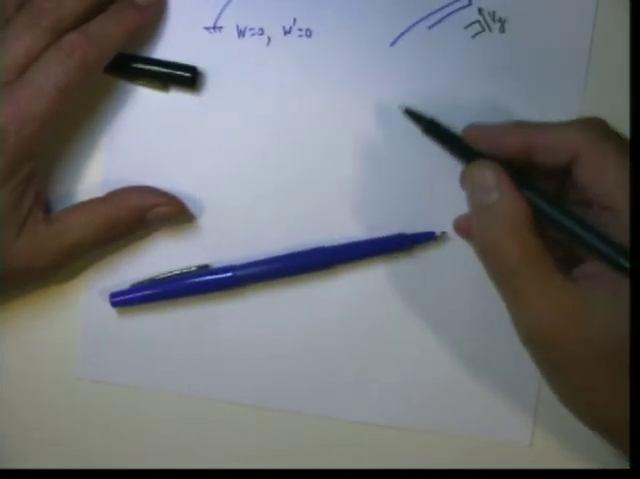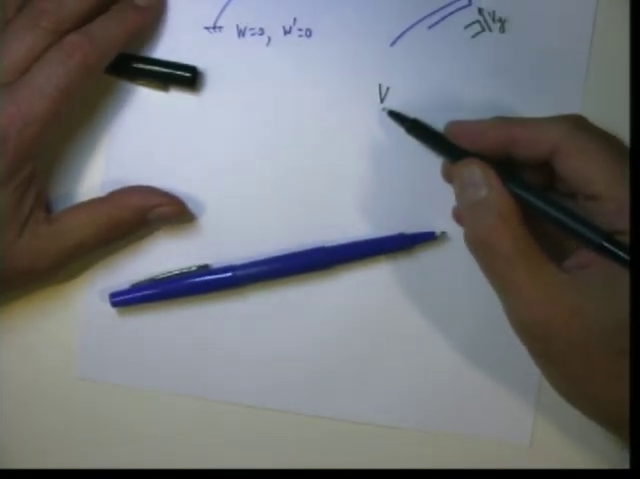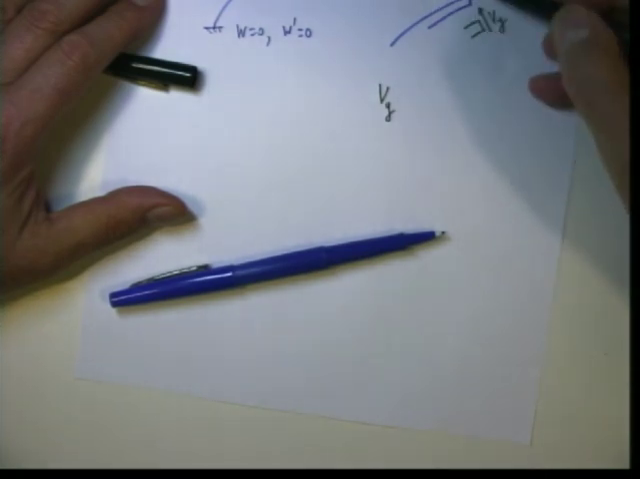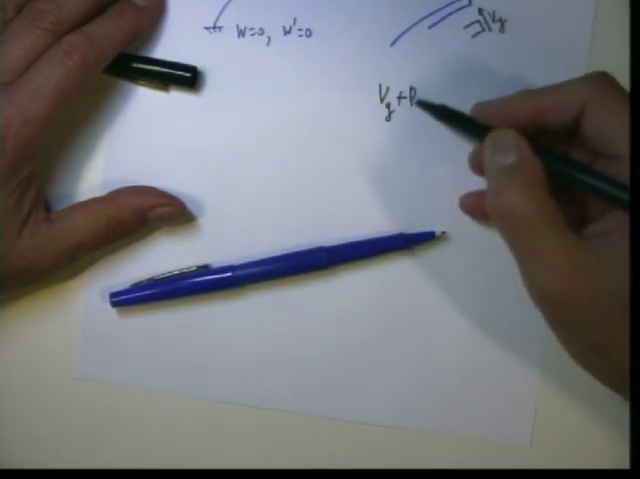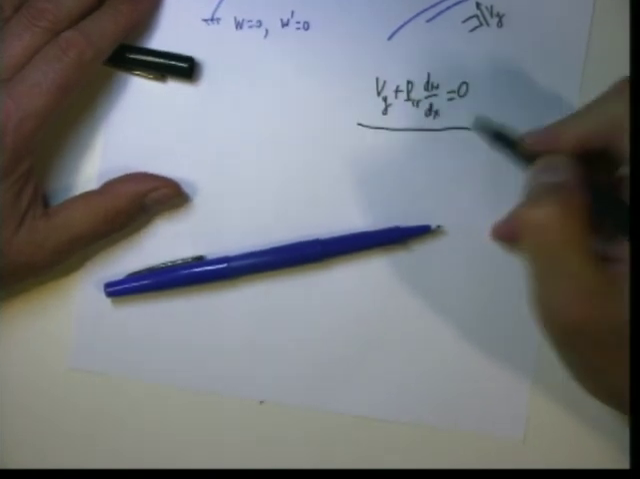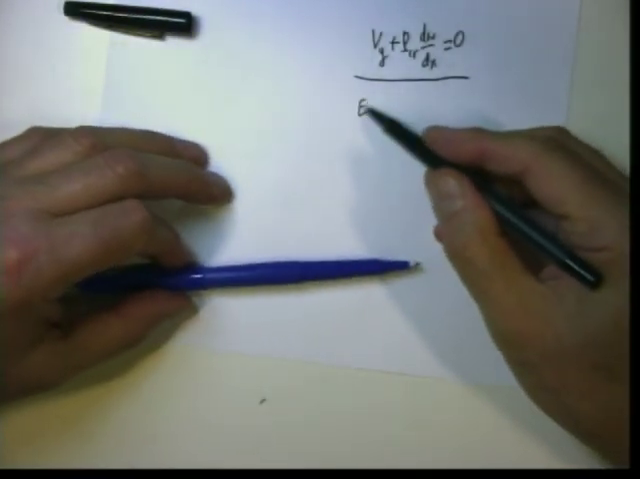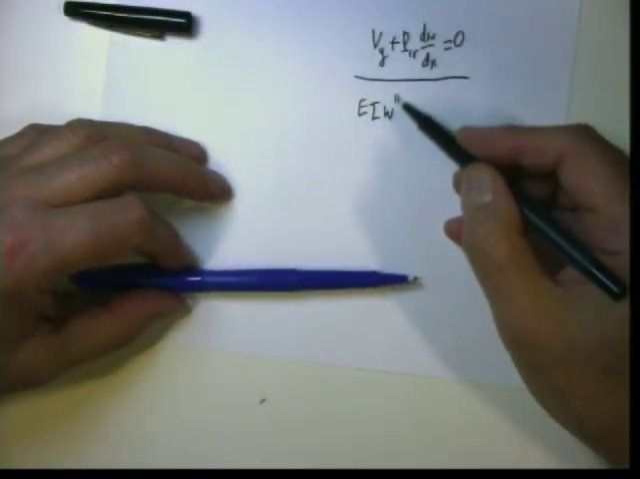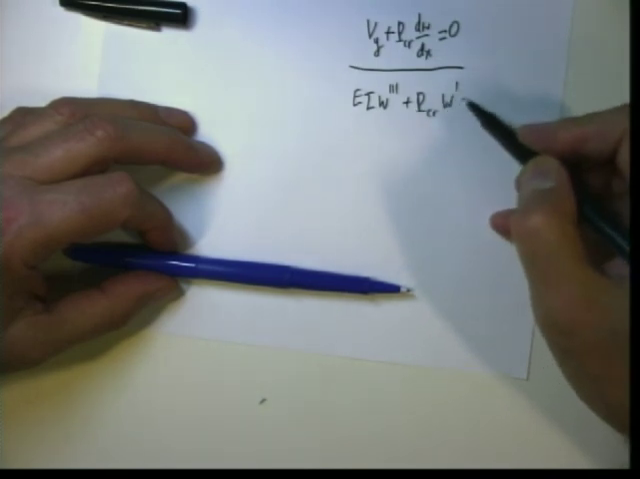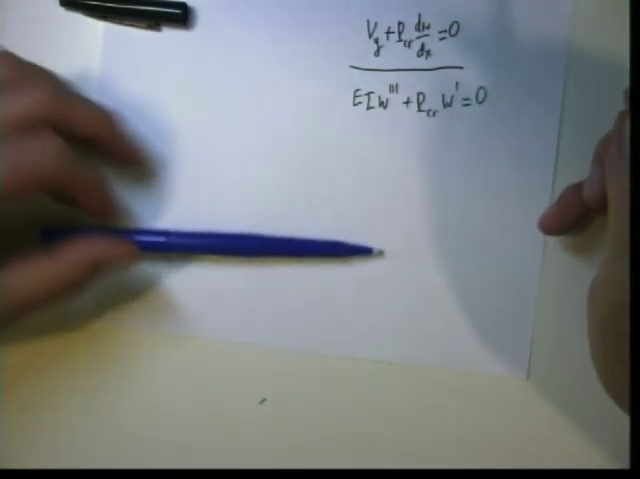So then we should write down, look please, Vy, that is this Vy. But now this plus P critical dw dx must be 0. Or EI w third derivative plus P critical w first derivative must be 0.